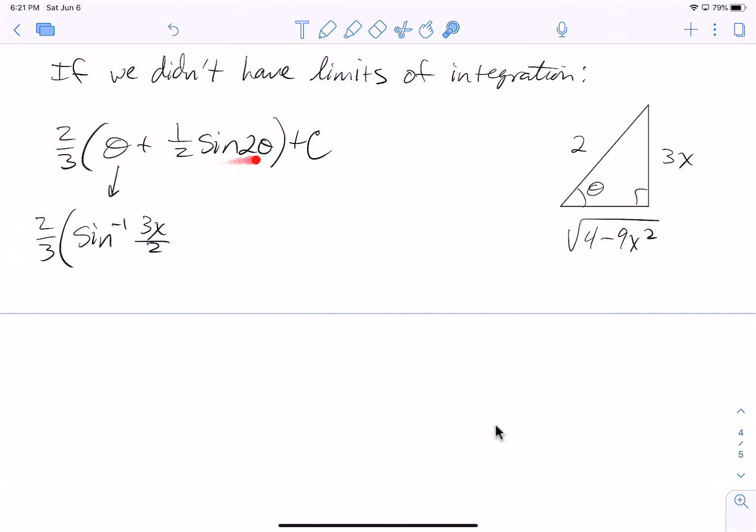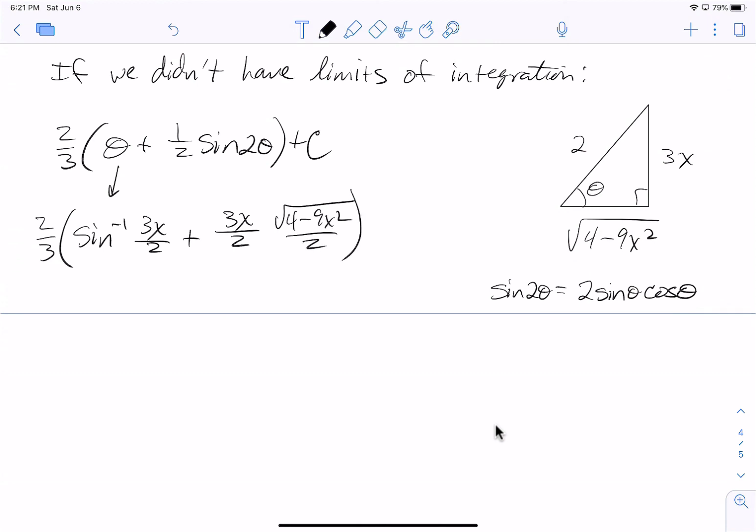I notice we have sine of 2 theta in our answer. We do not have a 2 theta over here in our triangle. However, we know that the sine of 2 theta is equal to 2 times the sine of theta times the cosine of theta. Therefore, plus 1/2 sine of 2 theta, the 1/2 would offset the 2. Sine of theta would be 3x over 2. Cosine of theta would be the square root of 4 minus 9x squared over 2. And then plus c would basically finish this off.